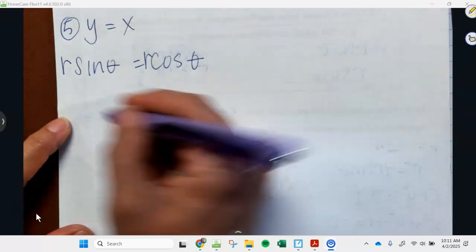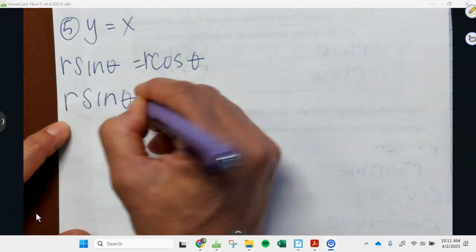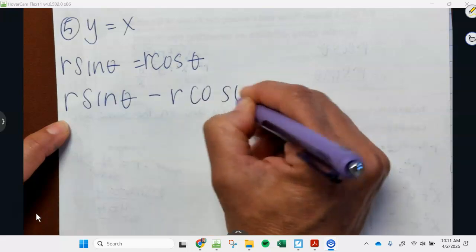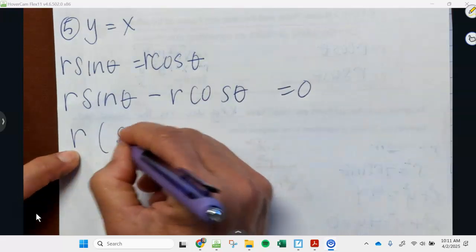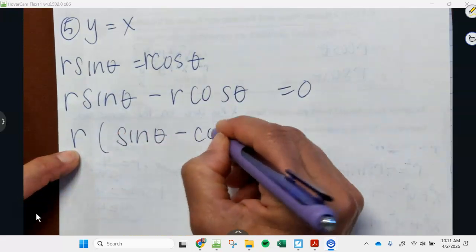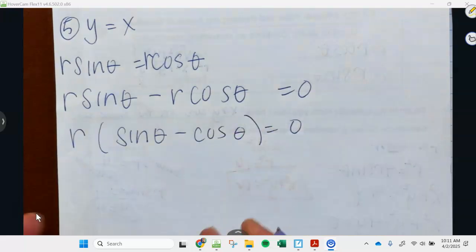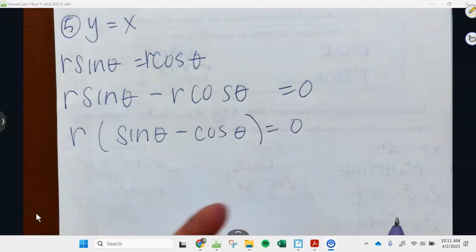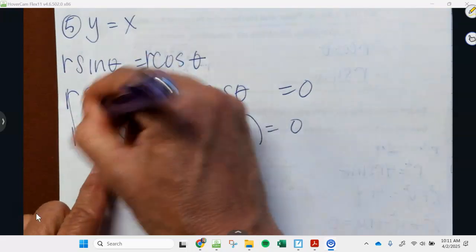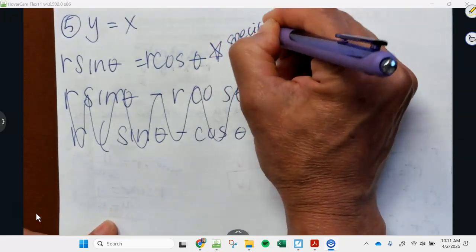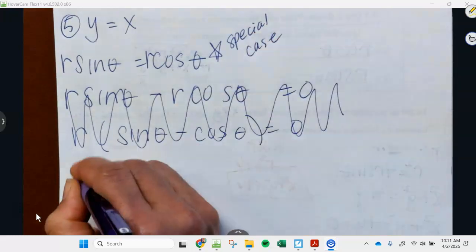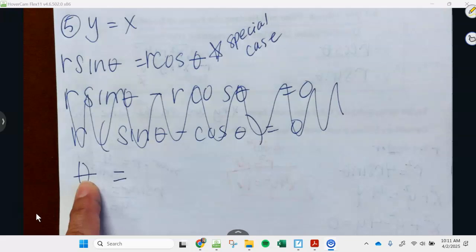Now remember the end game, so if I move this over and set it equal to 0, if I factor the r out, I'm running into problems because if I try to divide by that, r equals 0, and I have no idea what the answer is. R could be 0 for anything. So pick up your pencil. And I would remind myself this is a special case because we're going to write it in terms of theta.